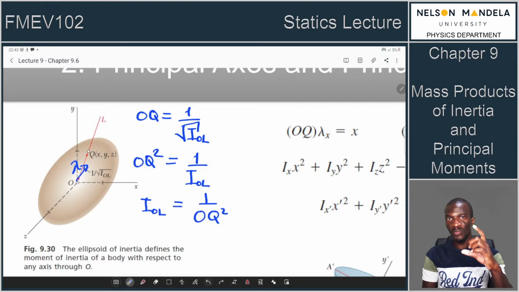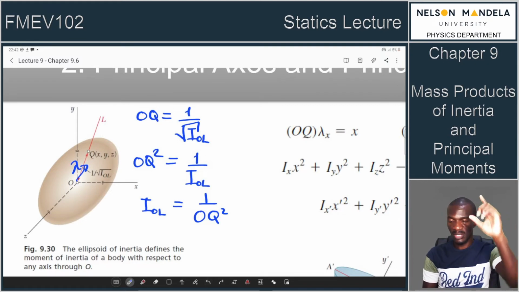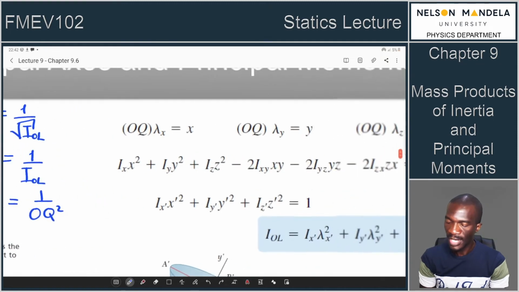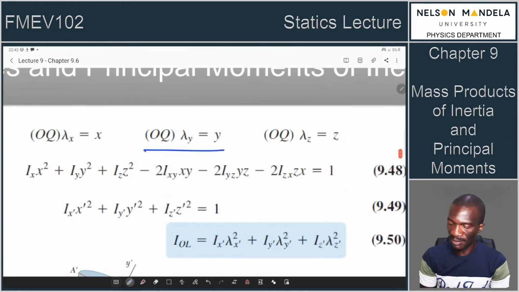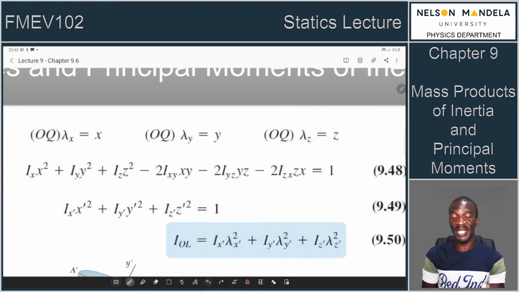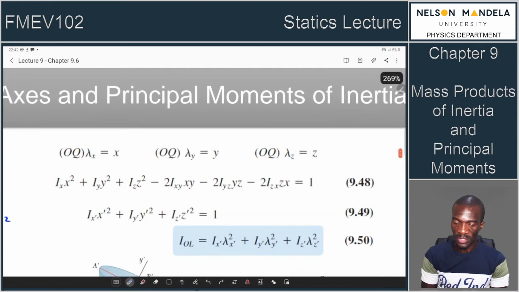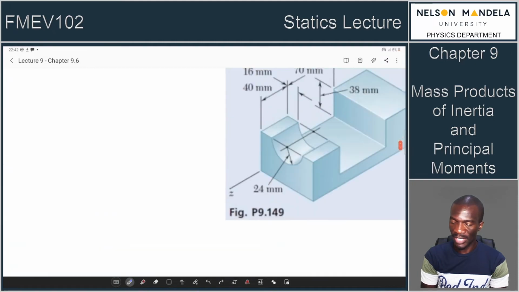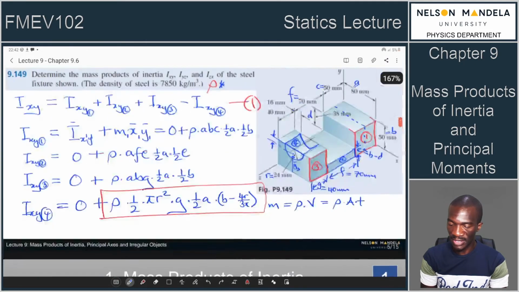So what is OQ? It is just the distance from the origin to any surface point on the ellipse. The same applies for the y, and the same applies for the z. So these have been conveniently located so that we can replace what we had in the previous equations with our directional vectors.